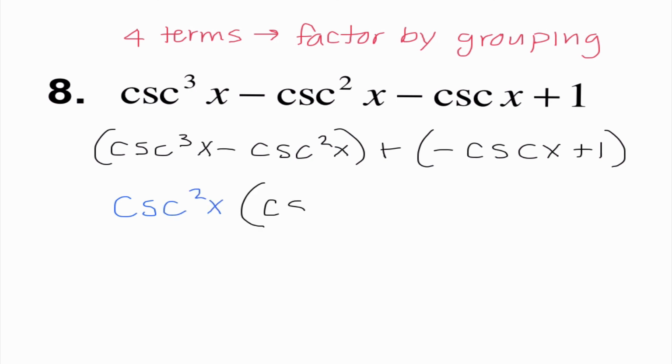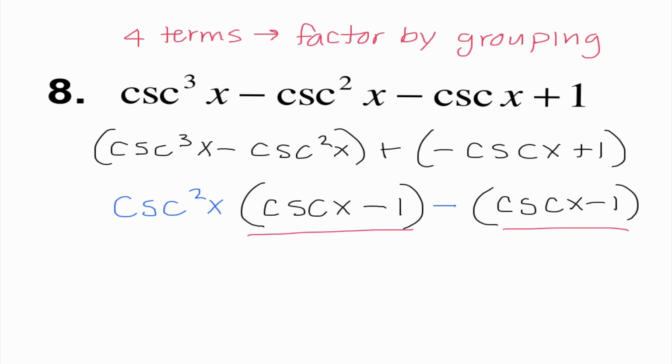In my first group, I notice I have a GCF of cosecant squared. When I take that out, I'm left with cosecant minus 1. If I want to double check, cosecant squared times cosecant is cosecant cubed. Cosecant squared times negative 1 is negative cosecant squared. In my second group, I'm going to factor out a negative sign, and I'm left with cosecant minus 1. Now, what I notice here is that I have a cosecant minus 1 in both of our terms. So I'm going to go ahead and factor that out. And I'm left with cosecant squared. And when I factor cosecant minus 1 out of this term, I'm left with minus 1.